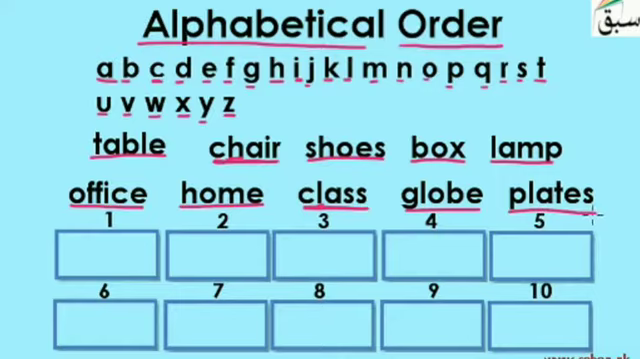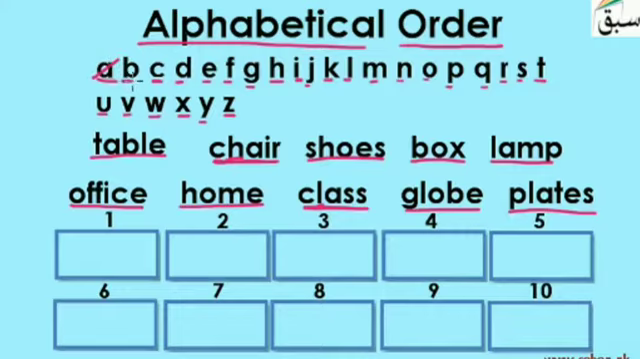plates. Now let us see if there is any word beginning with letter A, then we will write that in the first box. Now let us read the words from table to plates. Table, chair, shoes, box, lamp, office, home, class, globe, plates. No, there is no word starting with letter A.